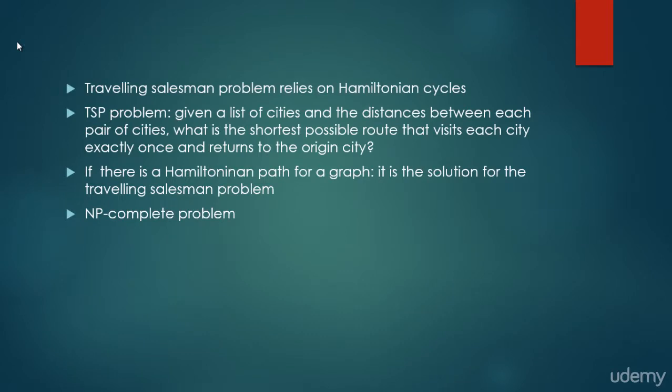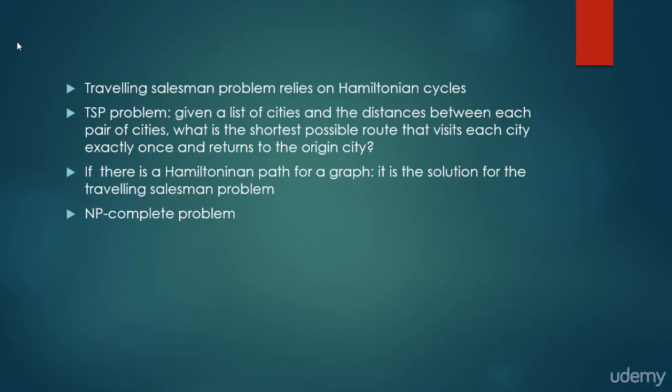So why is it important? Because the traveling salesman problem relies heavily on Hamiltonian cycles, and lots of graph algorithms can be reduced to the traveling salesman problem. For example, optimization problems and so on. So what is this TSP or traveling salesman problem? We're given a list of cities and the distances between each pair of cities. And what is the shortest possible route that visits each city exactly once and returns to the origin city?